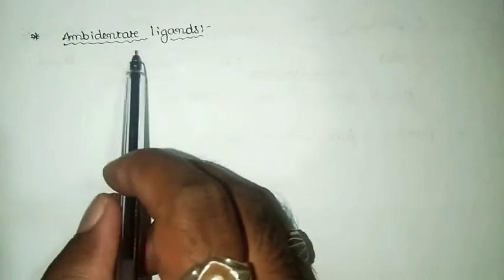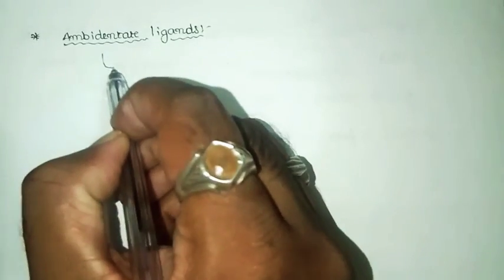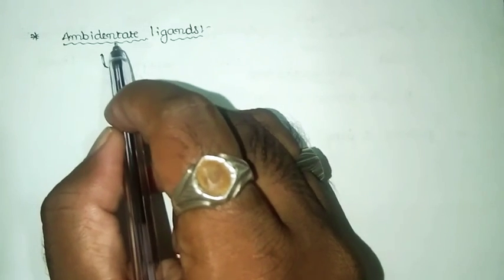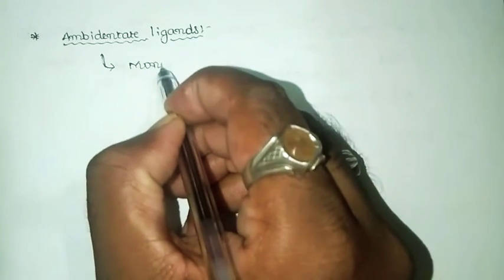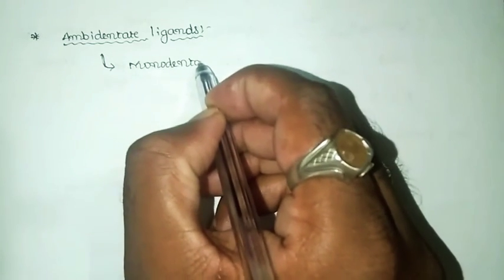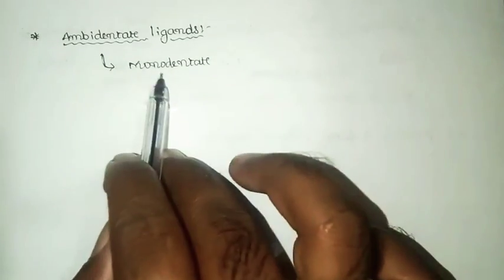The next special type of ligands is ambidentate ligands. These ambidentate ligands are very special because if you consider a monodentate ligand, the meaning of monodentate is consisting of only one ligating atom, but in case of an ambidentate ligand, the ligand will be a molecule in which there is the possibility that more than one atom can behave as a ligating atom.